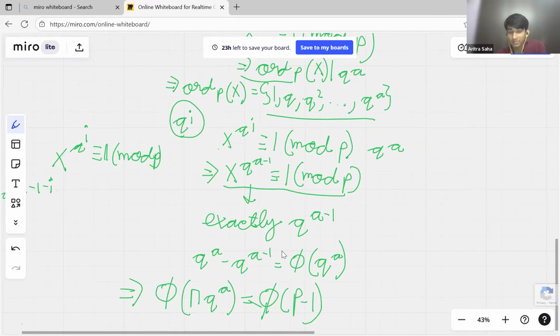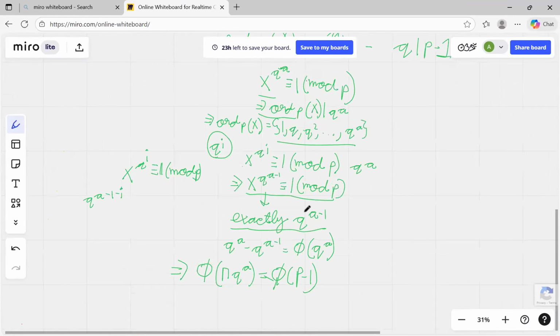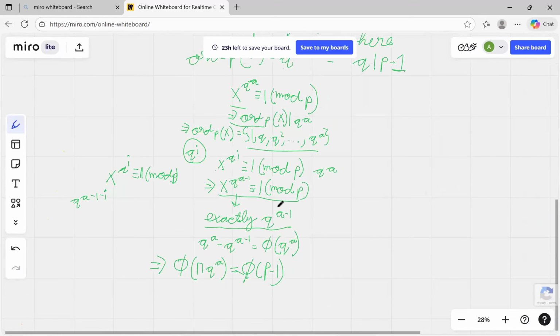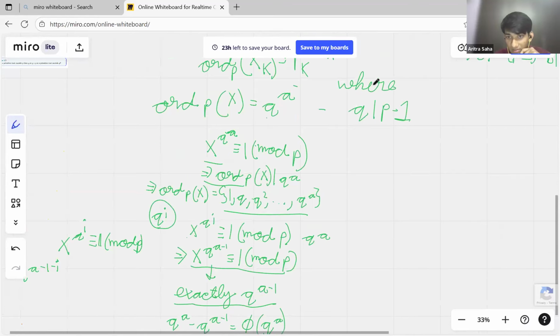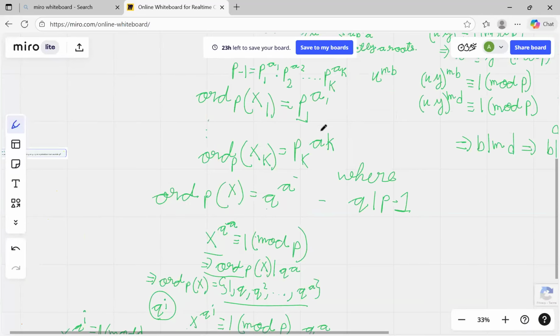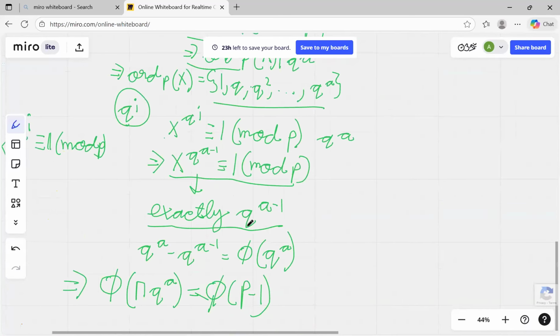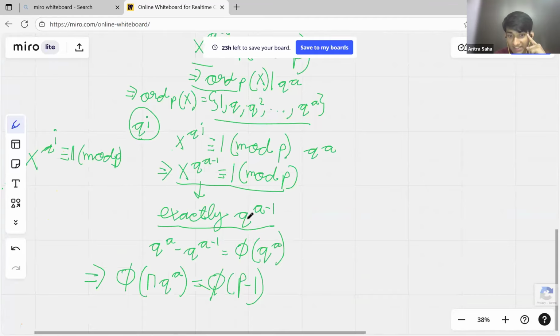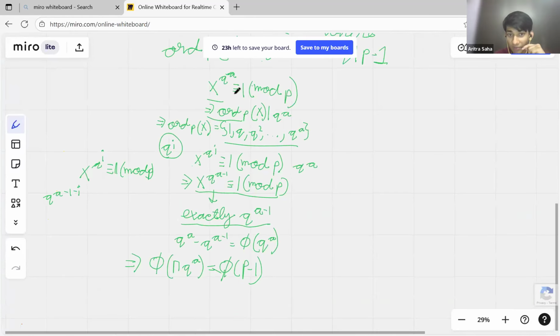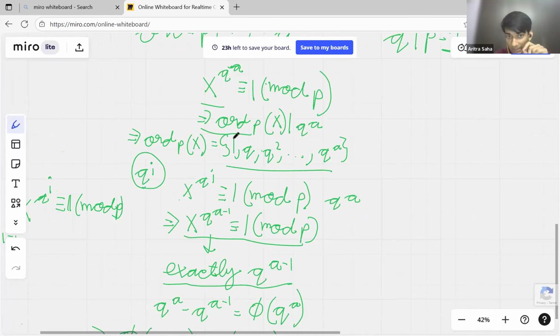And x to the power q to the power a minus 1, from the previous Lagrange theorem, we know that this has exactly q to the power a minus 1 roots. But it's not a divisor of p minus 1, right? Q is a divisor of p minus 1, but q to the power a minus 1 is not a divisor of p minus 1, right? No, that is a divisor. p1 to the power a1 is a divisor, like q to the power a is a divisor. So because it is a divisor, it has exactly q to the power a minus 1 roots. And from here, we can also say that this has exactly q to the power a roots.